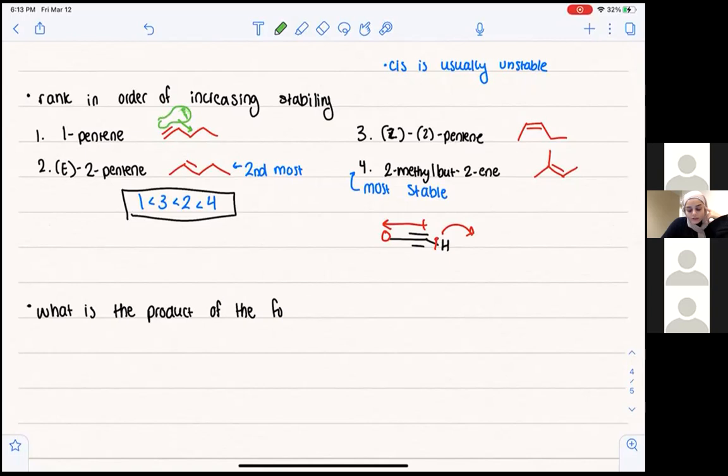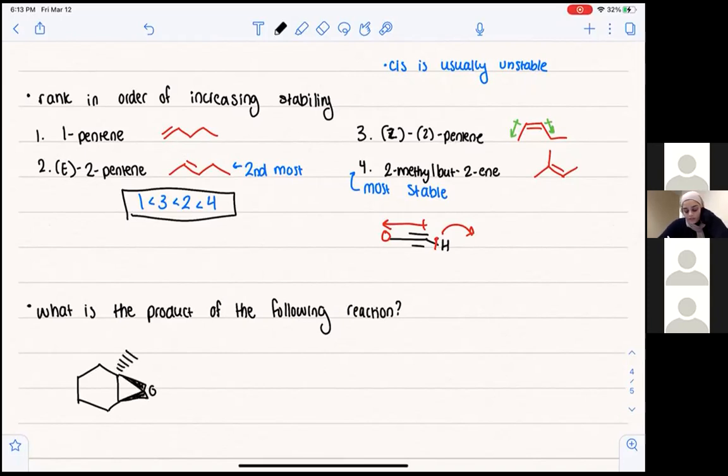So this hydrogen would be more acidic, making it less stable than this one, where this one has more things that are able to stabilize it. Oh, okay, so just look at how many things are surrounding it, or substituents. Yeah, that's what I was thinking at first. Okay, yeah, pretty much. Thank you. Okay, no problem.